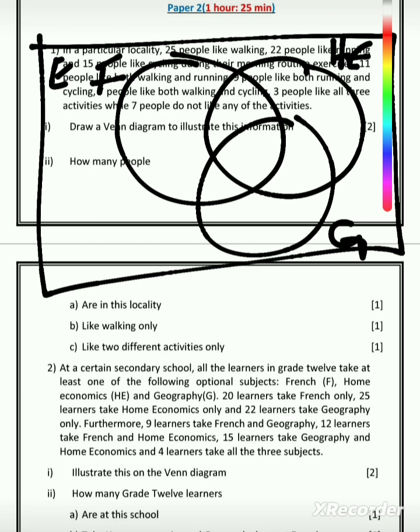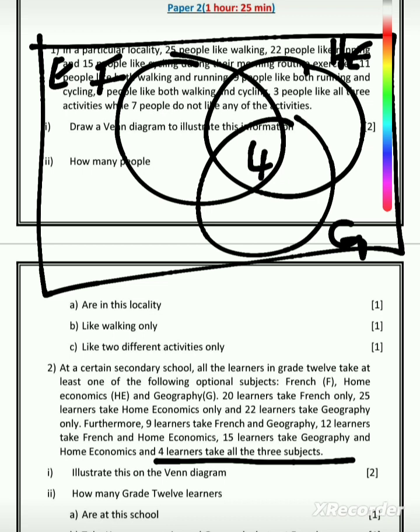So again, we're going to go backwards. It says 15 learners take geography and home economics, and 4 learners take all the 3 subjects. So 4 take all the 3 subjects. This time we won't have any number outside, because at the beginning of the sentence it says all the learners in grade 12 take at least one of the following optional subjects, meaning that so long as you are at this school, you're supposed to take this, or this.